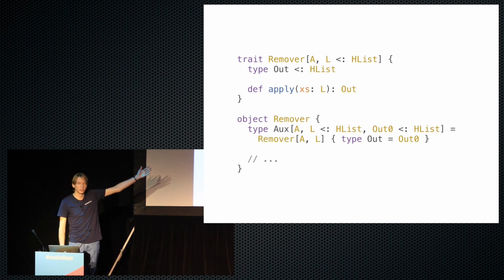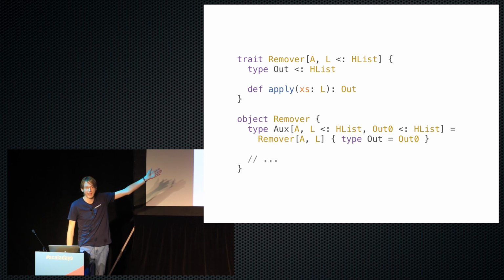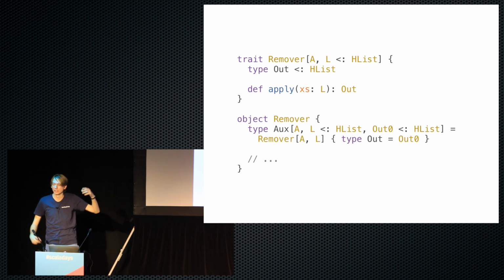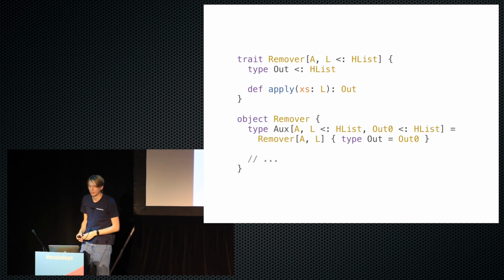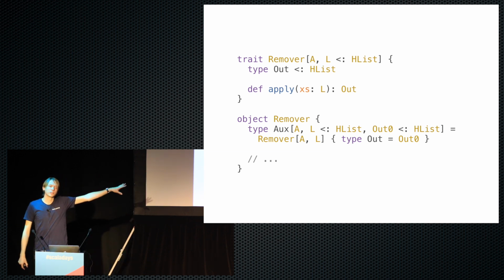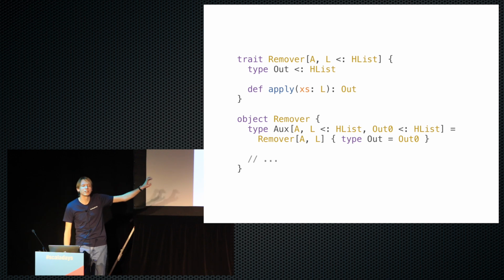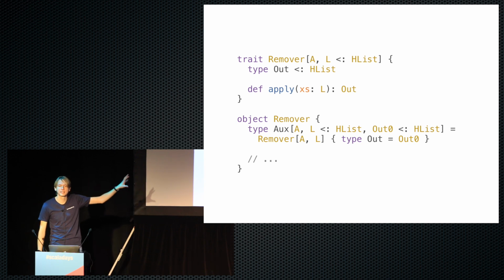We take two parameters, A and L. We have this dependent output type that we talked about, Out, which is a subtype of HList. And we have an apply method that we just apply to the HList and return the output type. But down in the companion object, we're doing something interesting. And this is one of those patterns and idioms that I was talking about, right? Shapeless does this a lot.